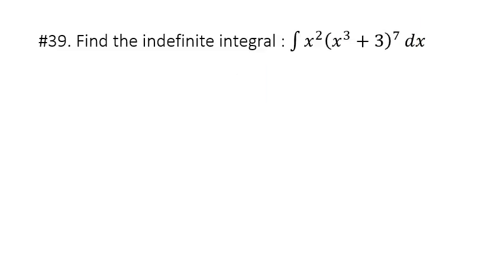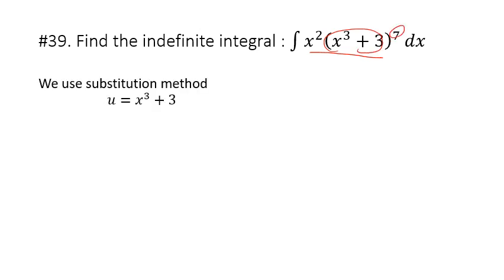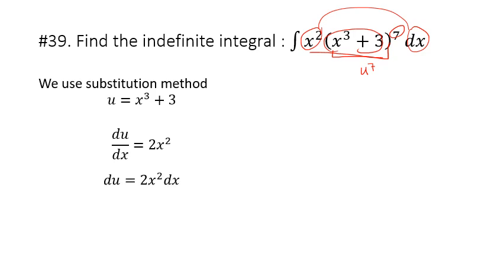Number 39, find the indefinite integral. Okay, so look at this. This is not a basic form, but a something-to-the-power form, so we have to use substitution. So u is x cubed plus 3. So we have to find the differential. This part I can change to u to the 7. The leftover term, x squared dx, we have to change to a u term. du over dx is the derivative of x cubed plus 3, which is 2x squared. We multiply both sides by dx, so du equals 2x squared dx. We need x squared dx, so I'm going to divide both sides by 2: 1/2 du equals x squared dx.